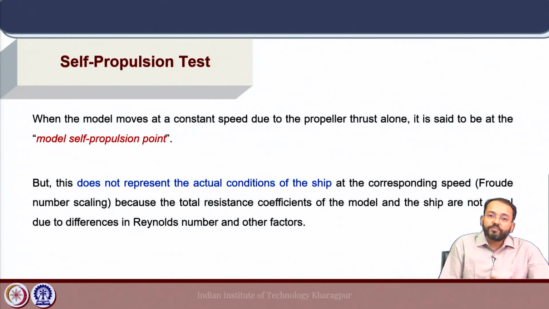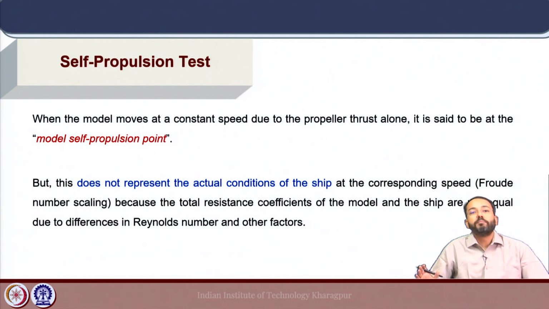Now, because of that, the propeller loading at the propulsion point will be different in the model and full scale, because the Reynolds number is very much different, and also there are other factors like roughness, which is different in the model and full scale.